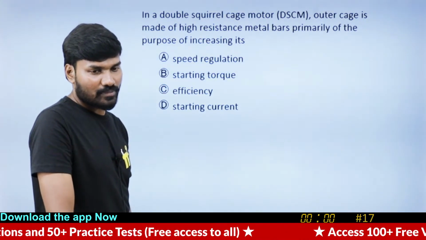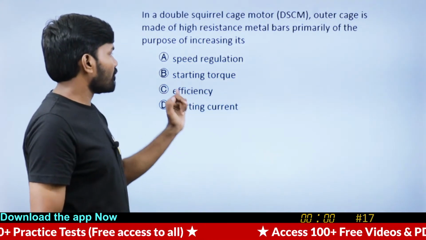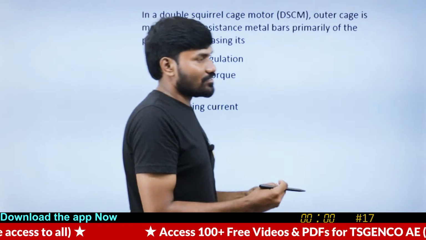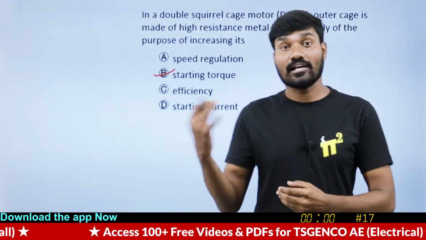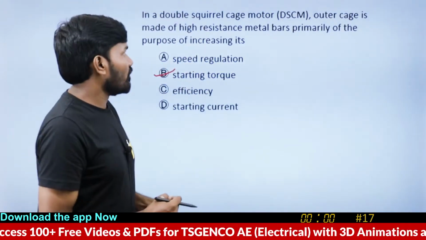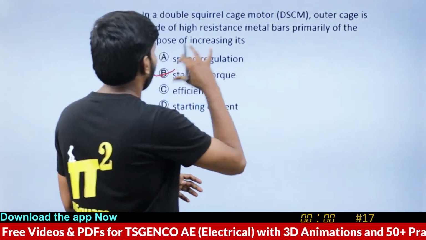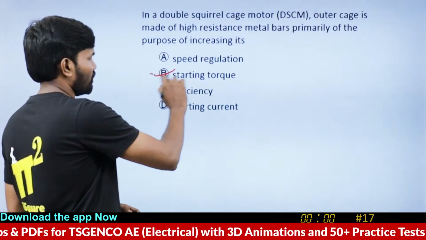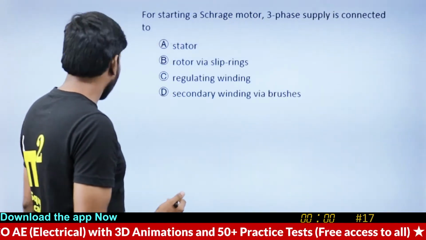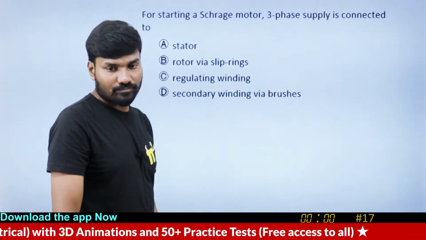Just now we have seen this aspect. It is preferred. We use it because the higher the resistance, the higher the starting torque. So we'll use this outer cage of high resistance to have higher starting torque. Just now we have seen that. The following question is that. Very good. Next one.